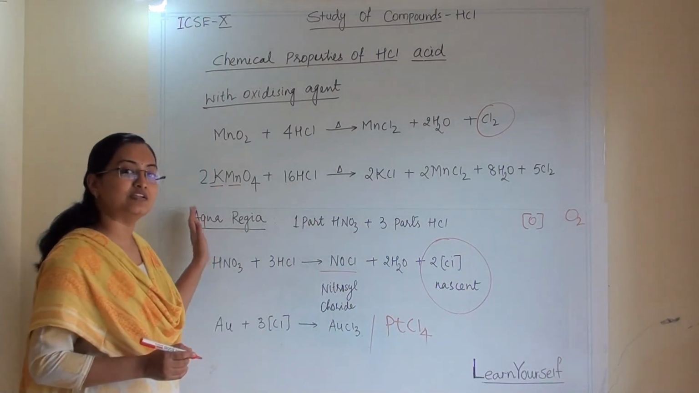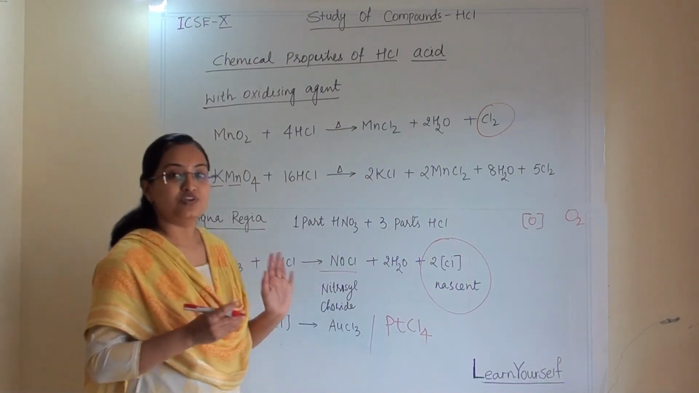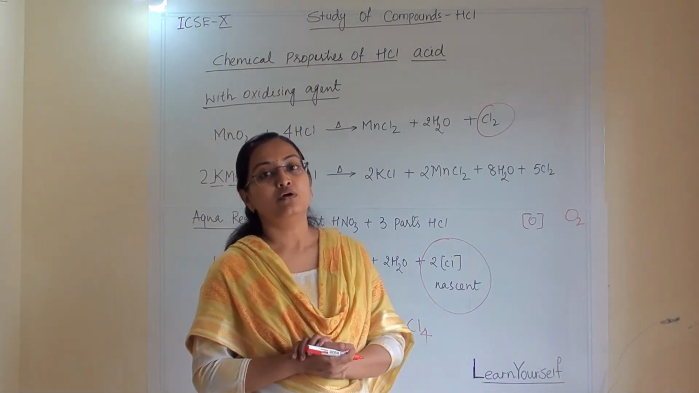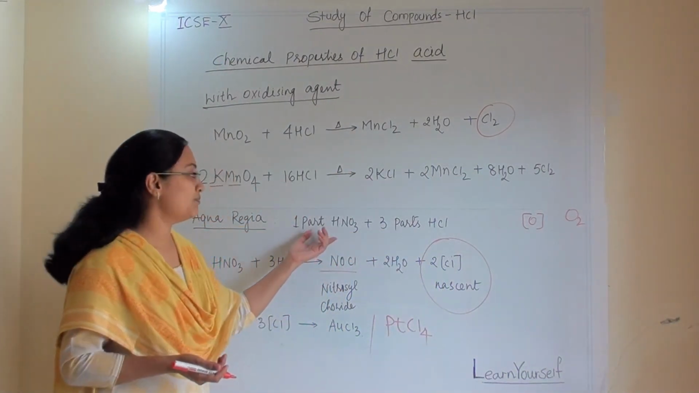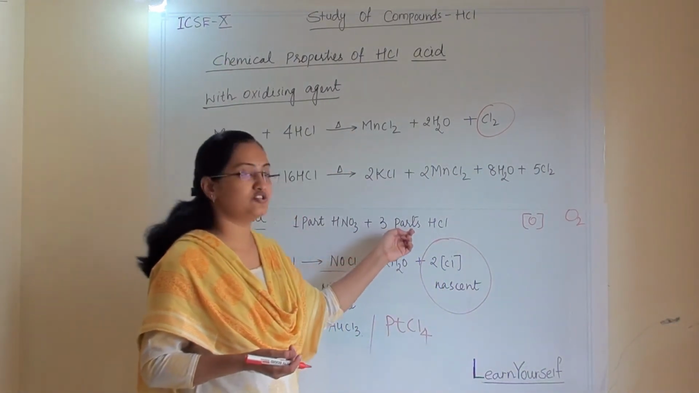So why is aqua regia important? We are using aqua regia to dissolve noble metals. And aqua regia we make from 1 part of nitric acid and 3 parts of HCl.